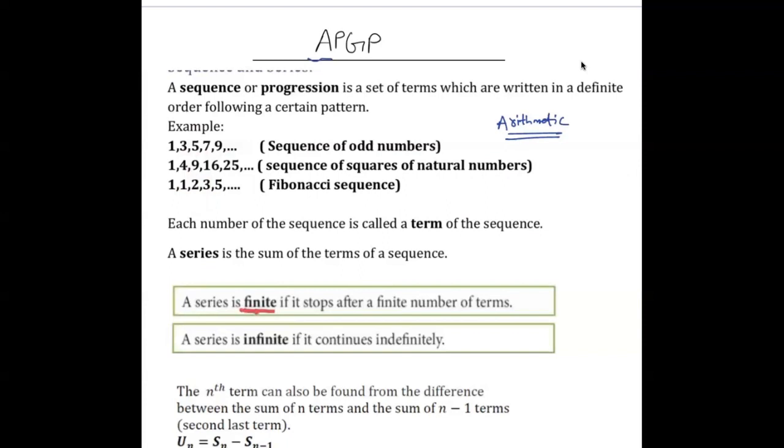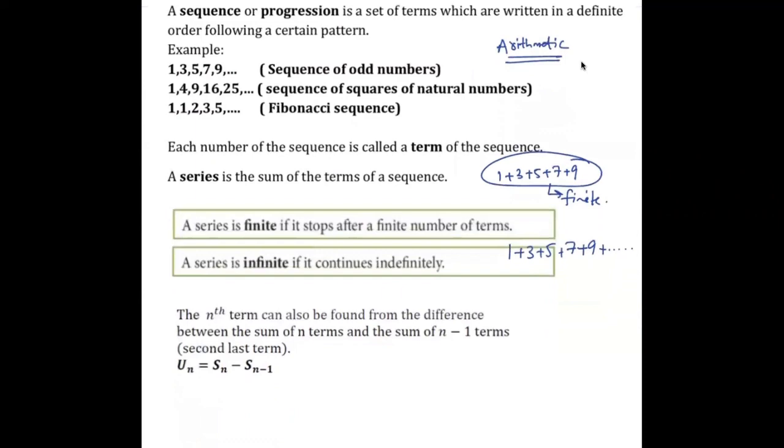Now, a series is finite if it stops after a finite number of terms, and a series is infinite when it continues indefinitely. So if I say that the series is 1 plus 3 plus 5 plus 7 plus 9, then obviously the sum is going to be finite. And if I write it as 1 plus 3 plus 5 plus 7 plus 9 plus dot dot dot, that means it's an infinite series, so it is going to have an infinite sum. So it's pretty basic.